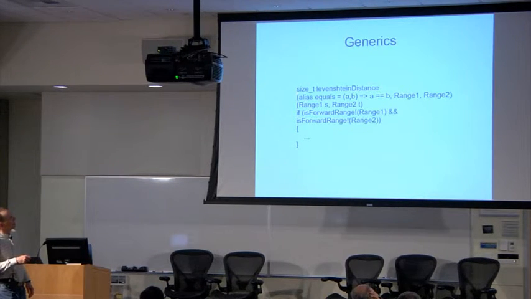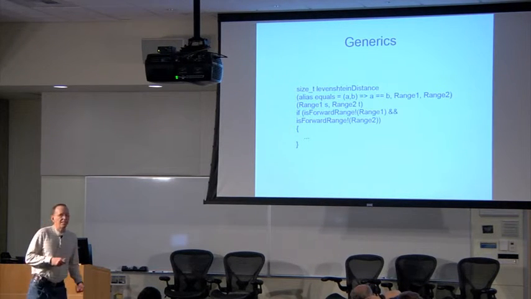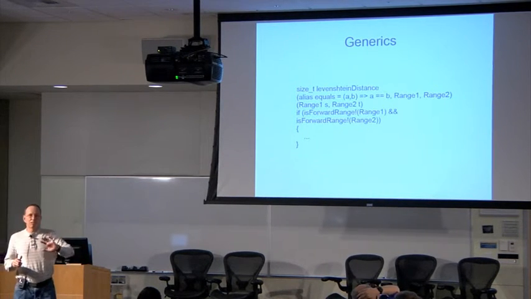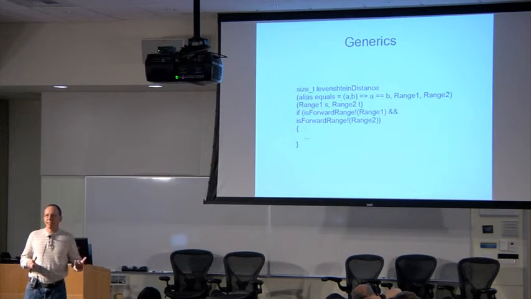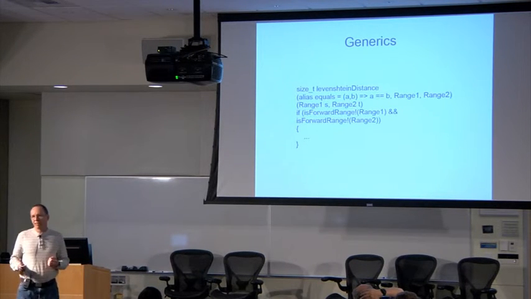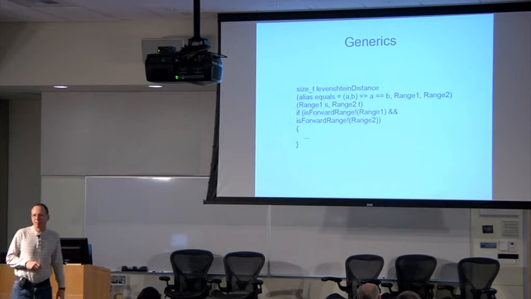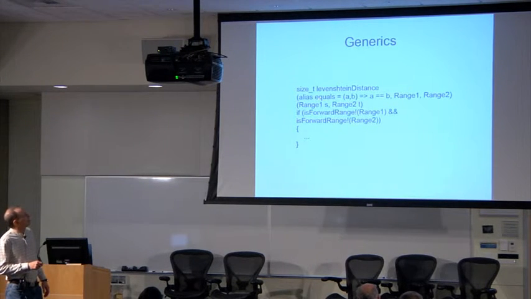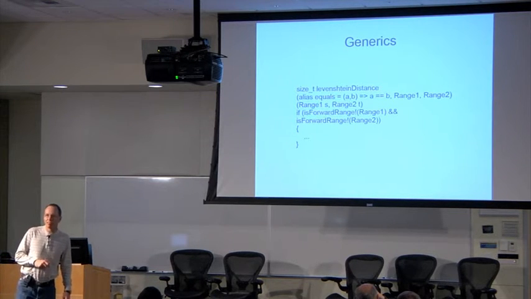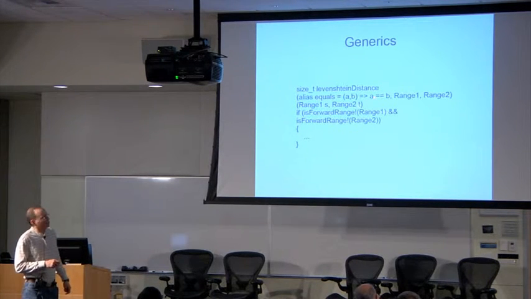And an alias, in D, is another word for a symbol. So you can have an alias of any symbol in the language, and one of those symbols could be the name of a function. So we're using this to represent a function, and the equals here means it defaults to this. So if you don't supply it, it supplies this default function for you.